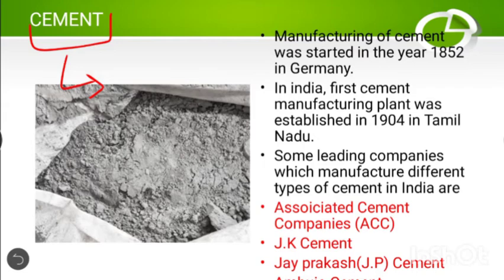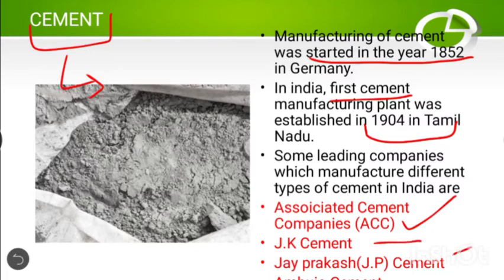And friends, there are some key points which you should know: the manufacturing of cement started in the year 1852, and in India the first cement manufacturing company was established in 1904 in Tamil Nadu. There are some leading companies which manufacture cement: ACC, you have heard about it, Association Cement Companies, JK Cement, JP Cement, Ambuja Cement, and Birla Group of companies. They are the different companies in India which manufacture cement.